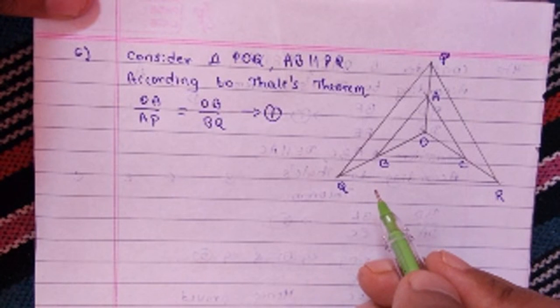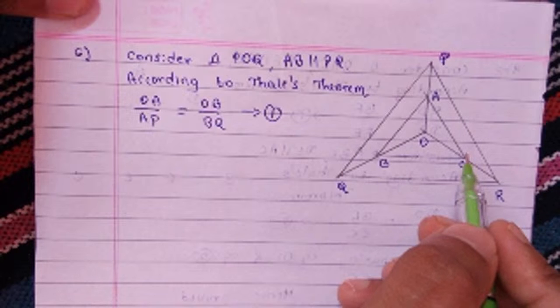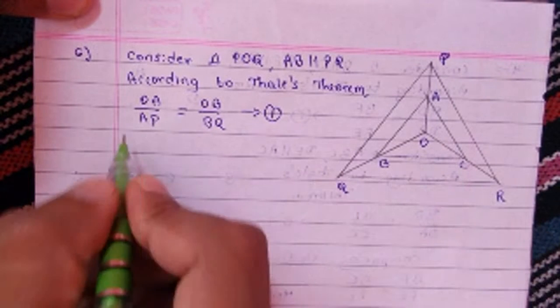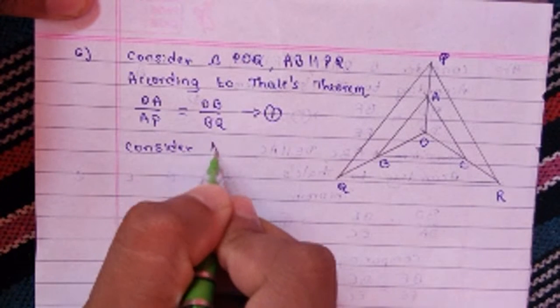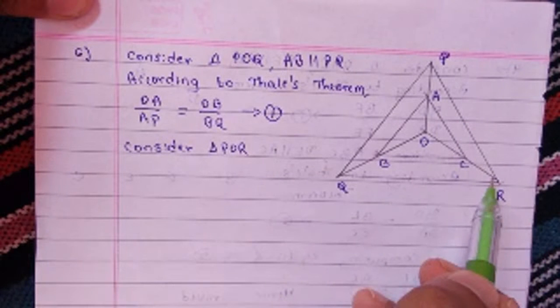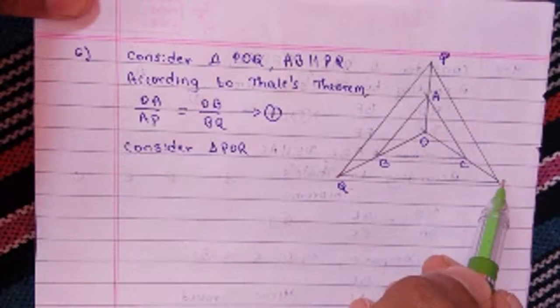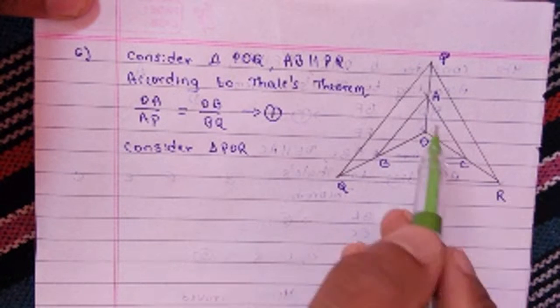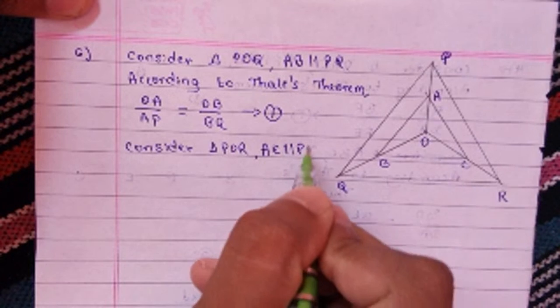Now we'll consider the second triangle present on the right hand side, that is triangle POR. In this, which are the two parallel lines? One is AC and another one is PR. So line AC is parallel to PR.